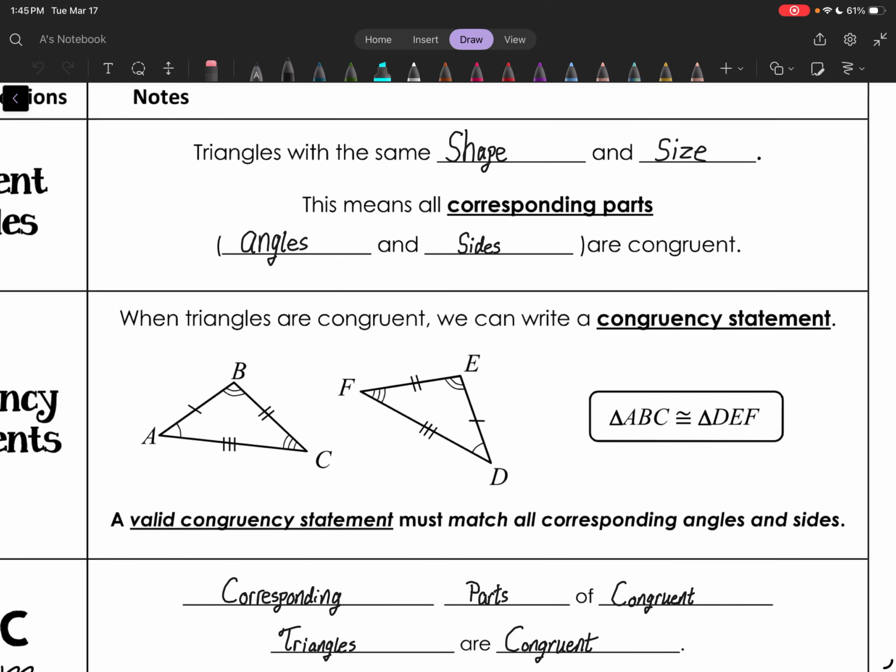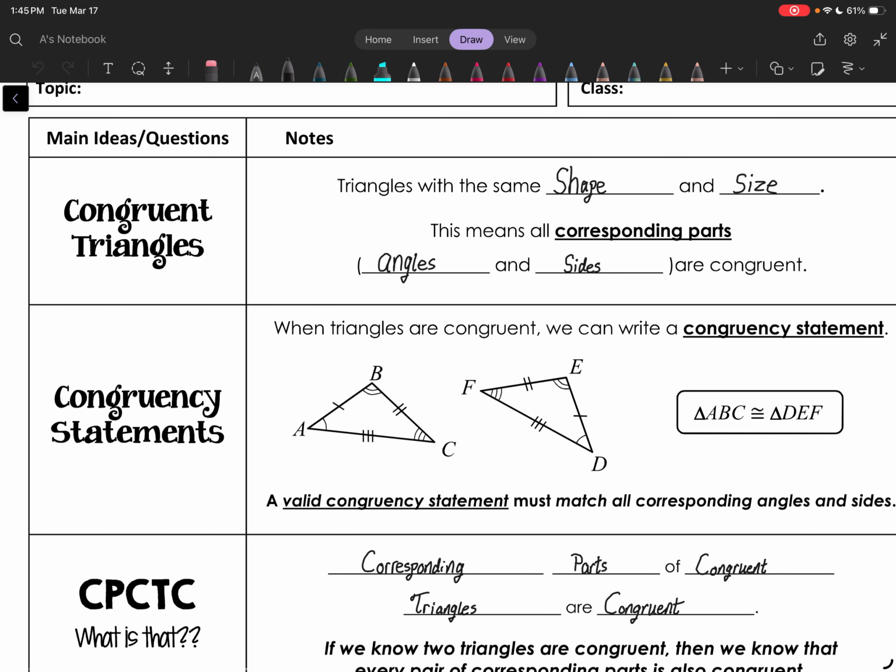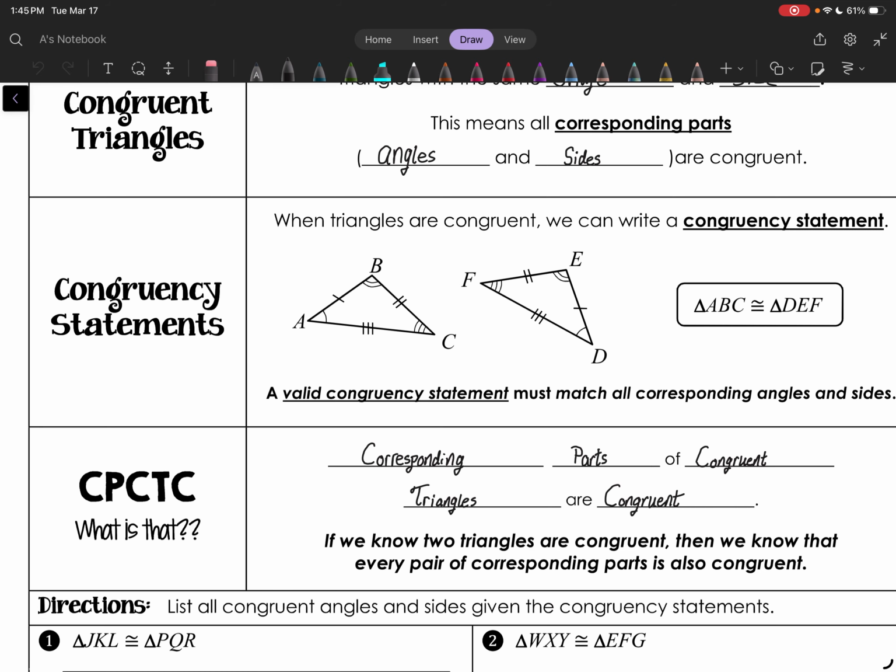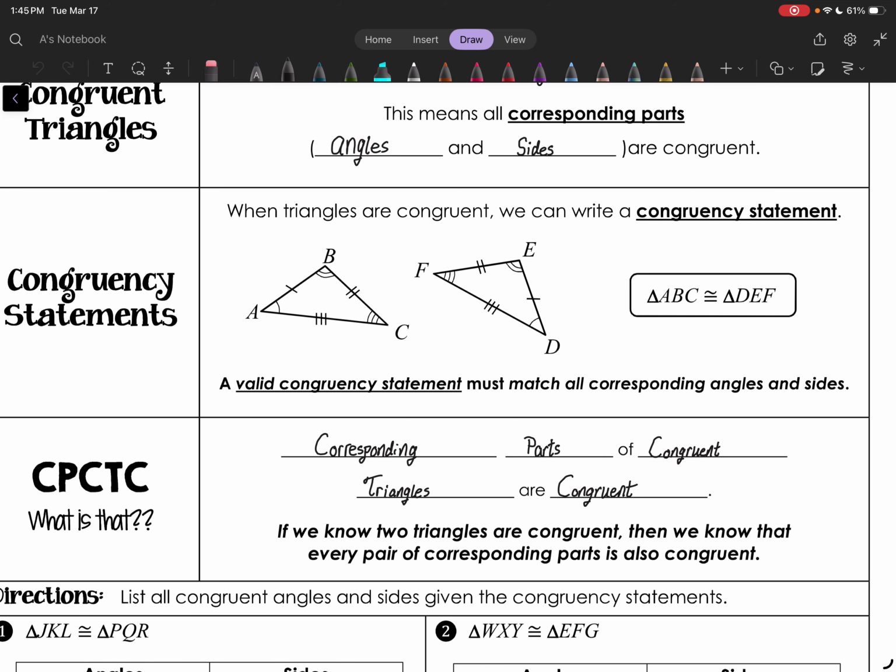Good day. Today we're going to be looking at congruent triangles. Congruency means the shape and size, the angles and sides, are congruent. Every corresponding part has to be congruent. When writing a congruency statement, your A, same thing as it was for similar, corresponds with D, your B would correspond with E, and your C with F. The order you write it does matter.